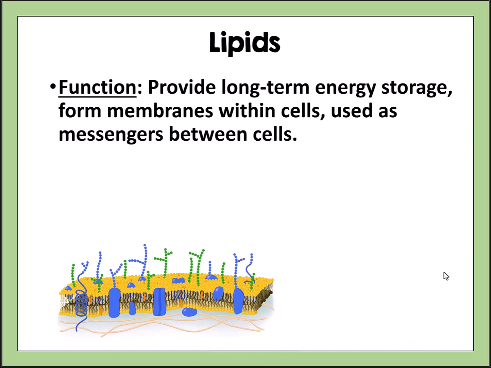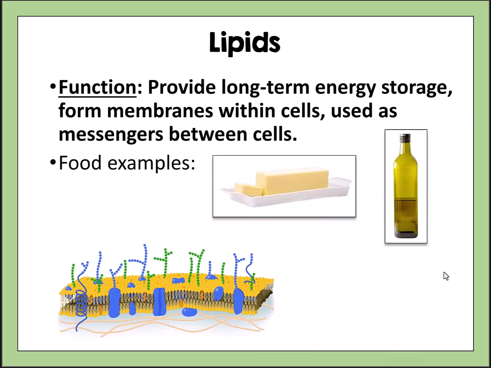Lipids provide long-term energy storage. They form membranes within cells. They're used as messengers between cells. So you probably are familiar with these as a bad thing in nutrition because maybe you're trying to avoid fats like butter and oil. But these are essential to making up structural components within your cells and providing long-term energy storage, which is what fat is typically for. It's just that we don't always burn it off in the amount of time that nature thinks that we should.